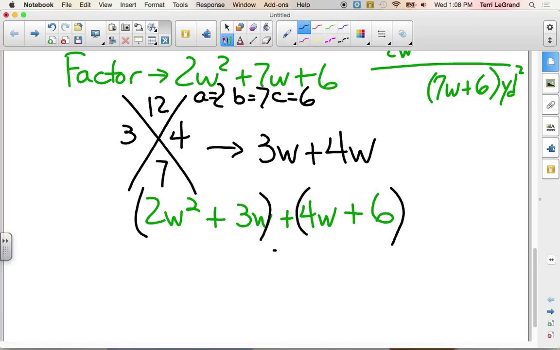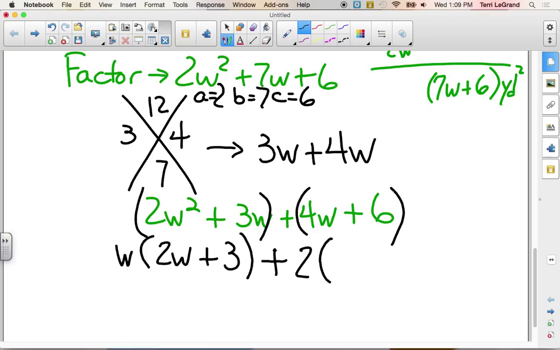What's the GCF of the first group? W. And what's the resulting factor? 2W plus 3. That's the first group. What's the second group's GCF? 2. And the result is 2W plus 3.